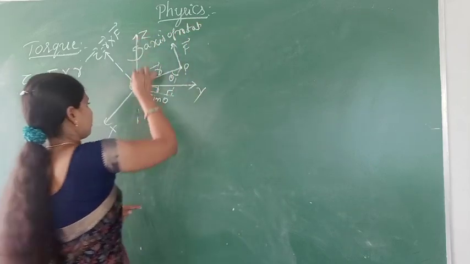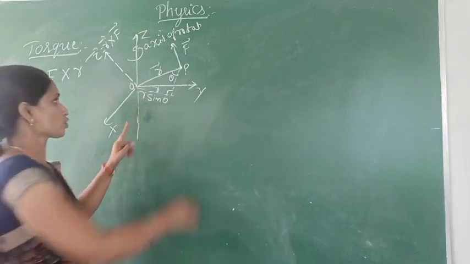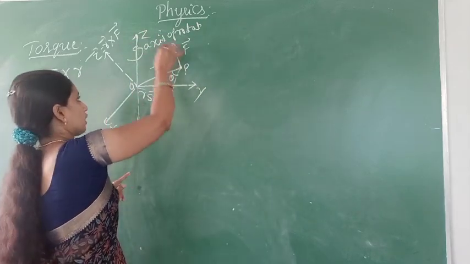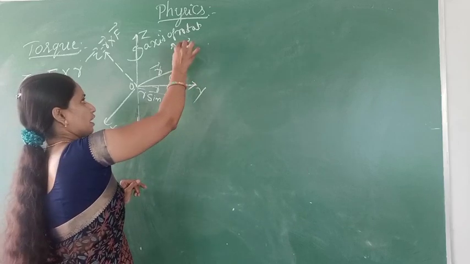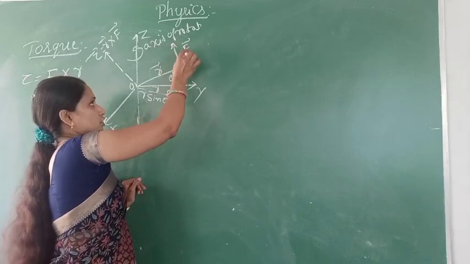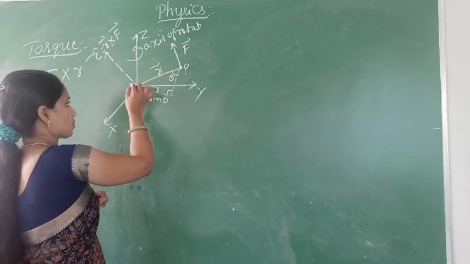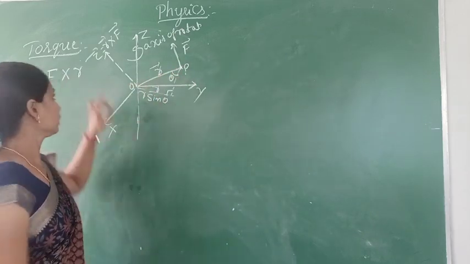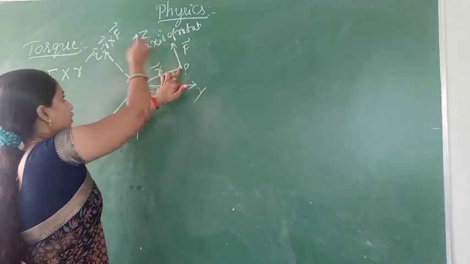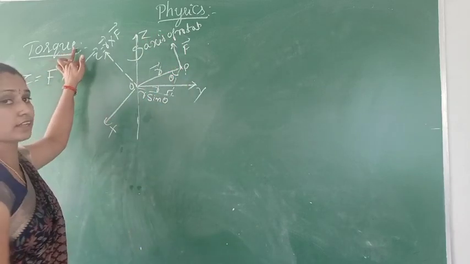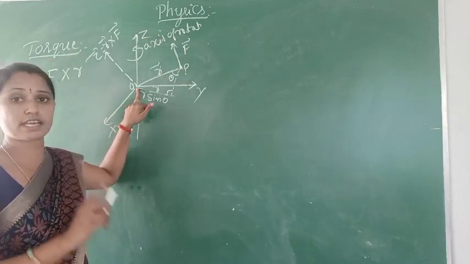So this line is the imaginary axis of rotation. The particle is present here, moving like this. F is the force acting exactly at this point P, and r is the distance from O to P. So here torque is nothing but the turning effect of force about this fixed point.